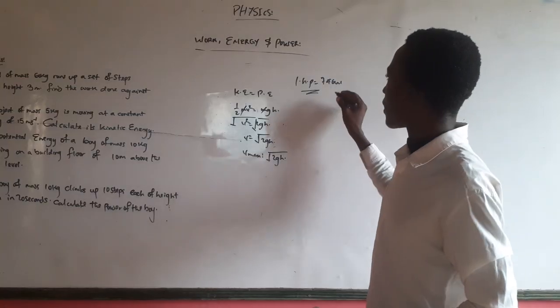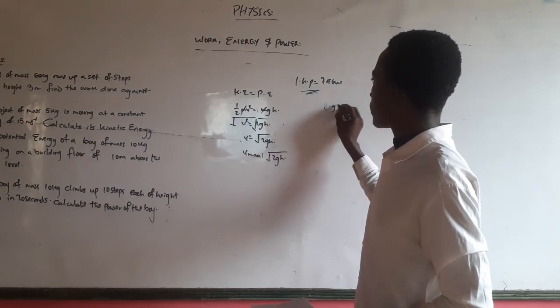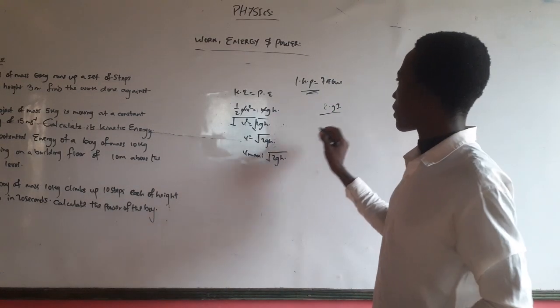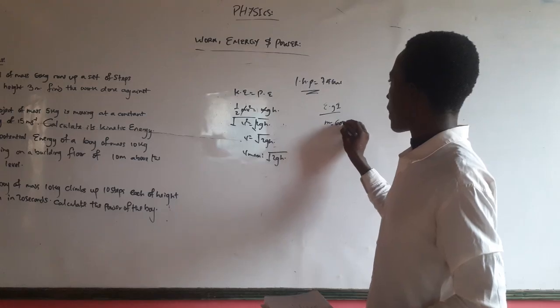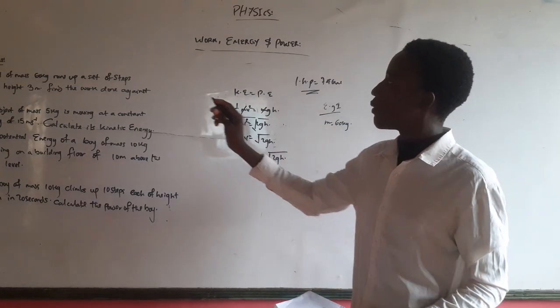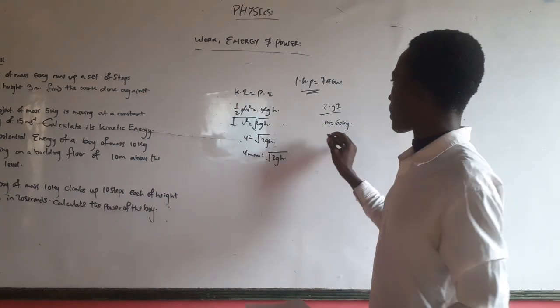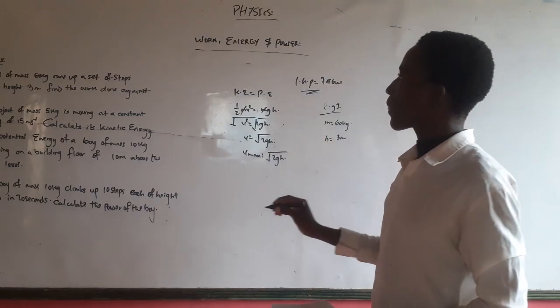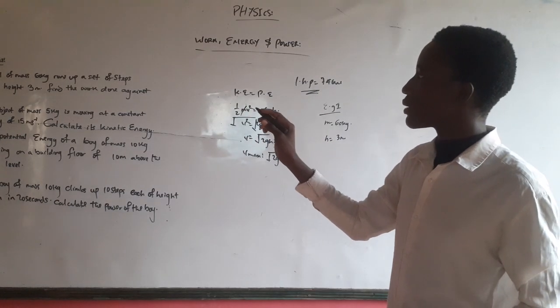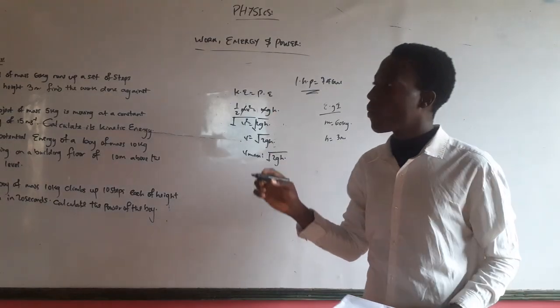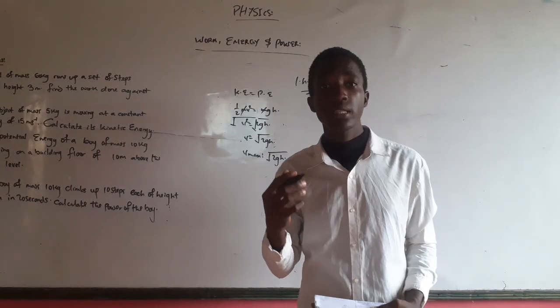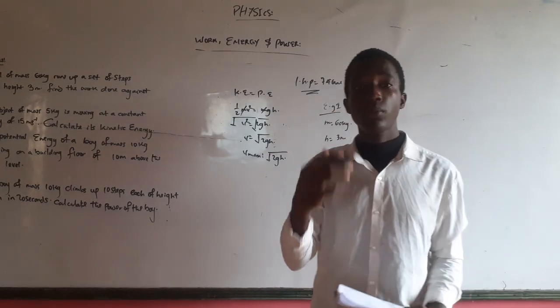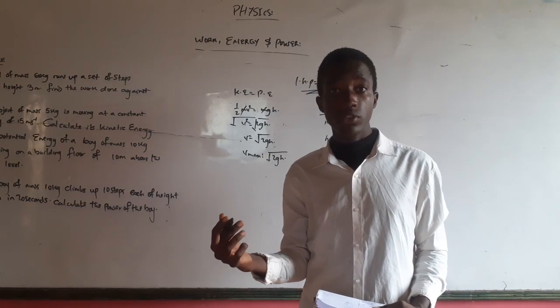So, example 1. A girl of mass m is 60 kg, runs up a set of steps of total height h, which is 3 meters. Find the work done against gravity. So what is work? Work is a product of force times distance. And what is force? Force is the product of mass times acceleration due to gravity.